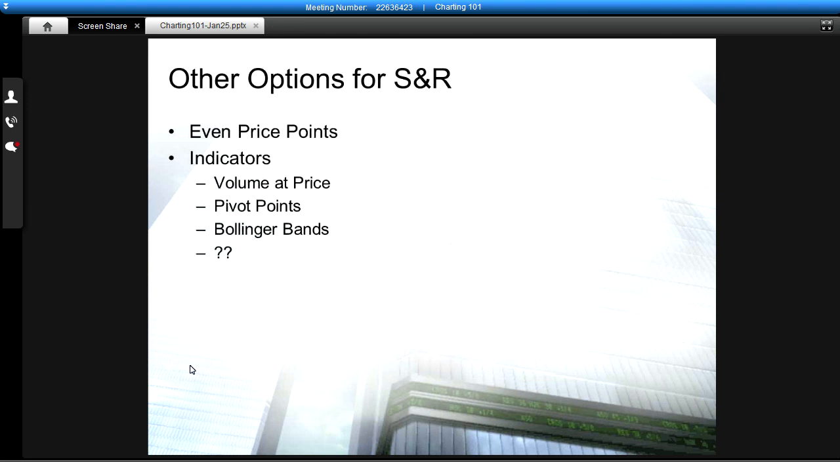Another option for support and resistance are the indicators. I've listed a couple here that are common that I know of, and that's volume at price. This is where volume is shown to the left, and it shows within that price range how many shares are being sold and bought. So the more volume in that price range, the more support or resistance you're going to find there, because people are thinking that's a good area to buy or sell.